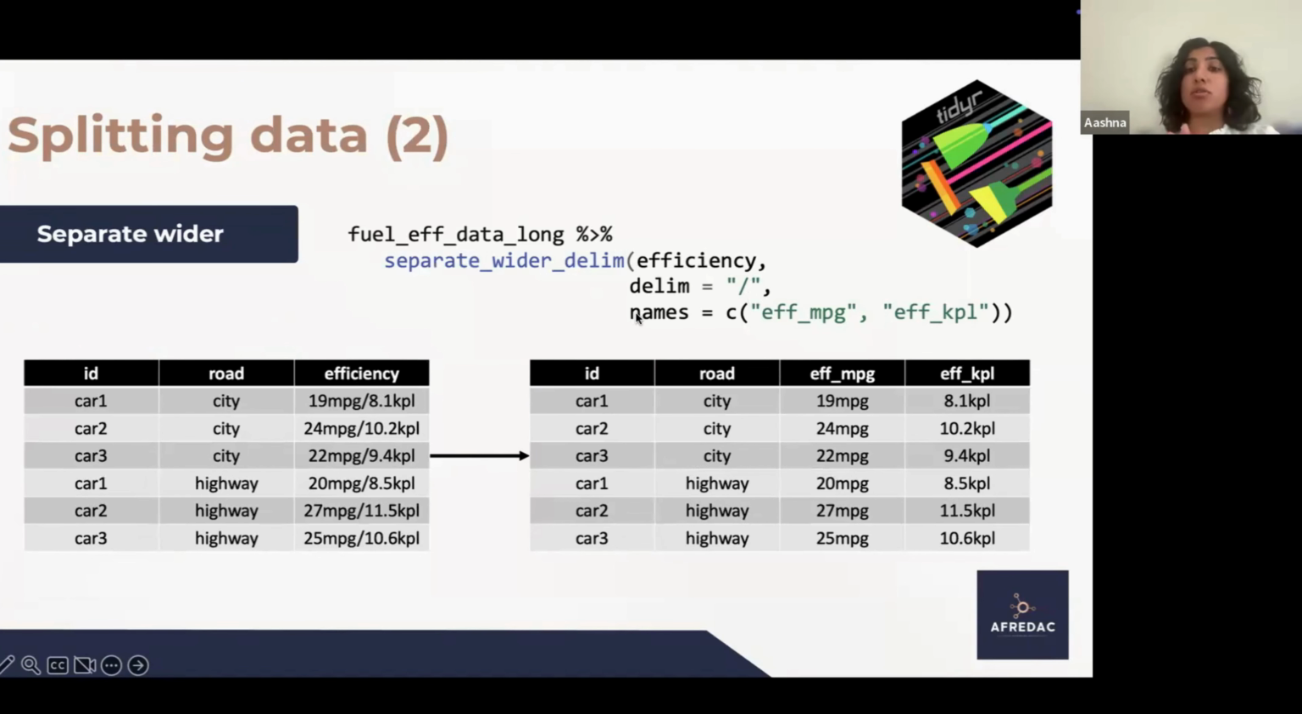Now this has an additional argument in this function, because now that I'm doing wider separation, I no longer have the same column names as before. If you're separating longer, you're just adding more rows, so nothing happens to your column names. But over here, because I'm separating wider, I have an additional column. I have the same number of rows as before, but the additional column is there. So I have to specify what the two column names are that I'm separating efficiency into. So I said there's one EFF_MPG and one EFF_KPL. But you can play with this and specify whatever you would like your column names to be.